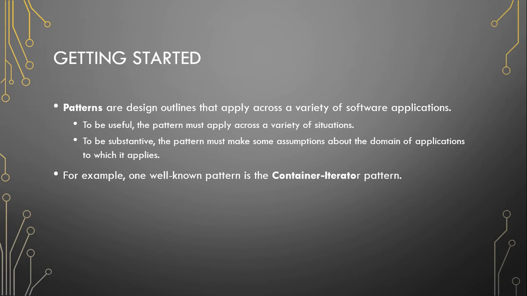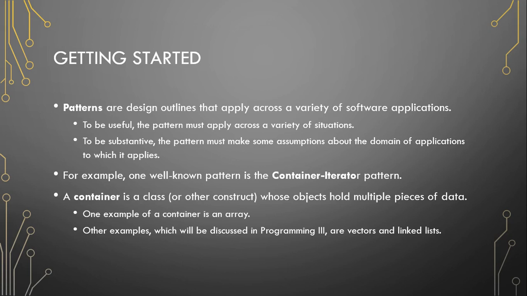So we're going to look at one of the more well-known patterns, which is that of the container iterator pattern. Well, a container is a class or another construct whose objects will typically hold multiple pieces of data. A great example of a container is that of an array. Because remember, an array is just a collection of objects or a collection of characters or a collection of strings or a collection of ints. It's a collection. So some other examples, which we're going to discuss later on in Programming 3, are things such as vectors and also linked lists.